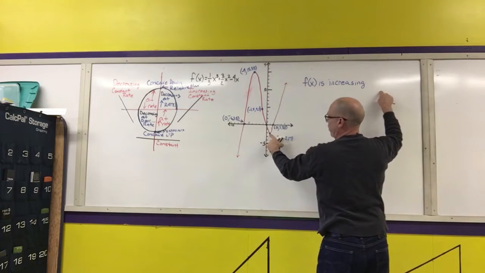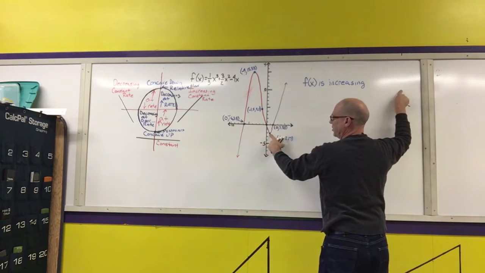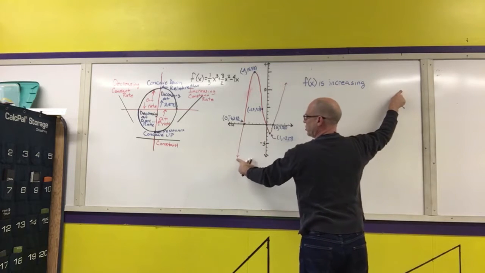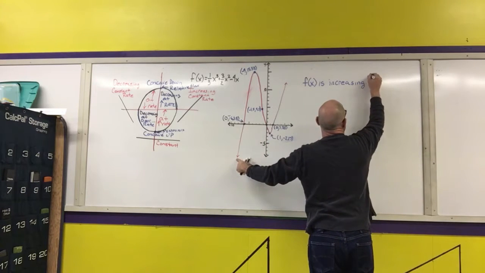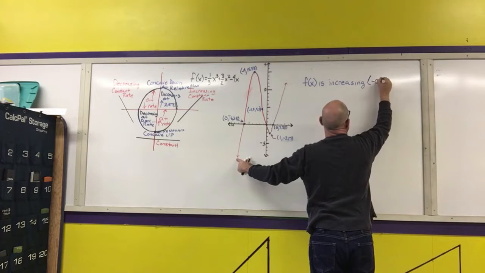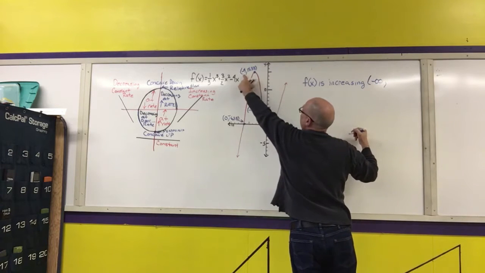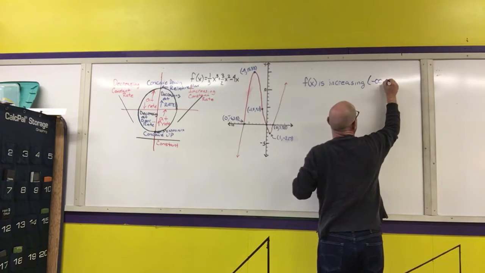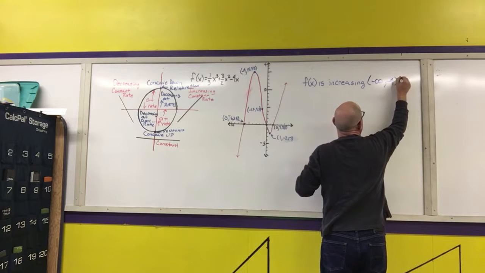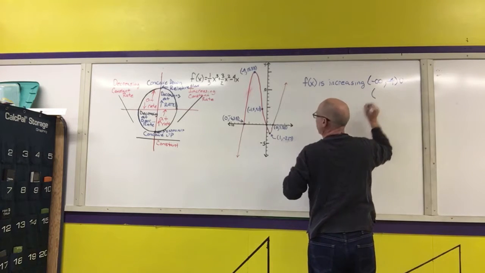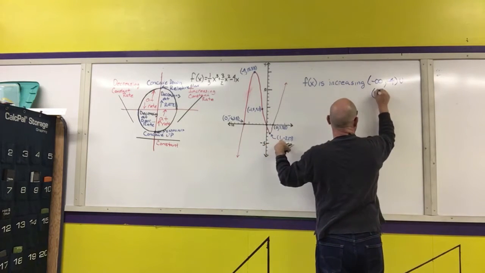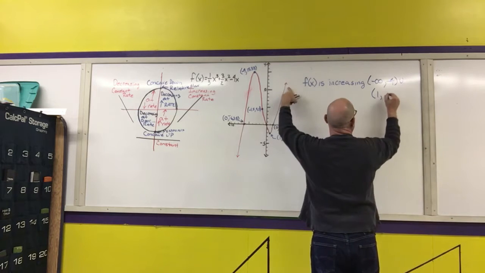So we write our ranges in interval notation. So it's increasing from negative infinity all the way up to the x-coordinate of -4. And it is also increasing from the point 1 to positive infinity.